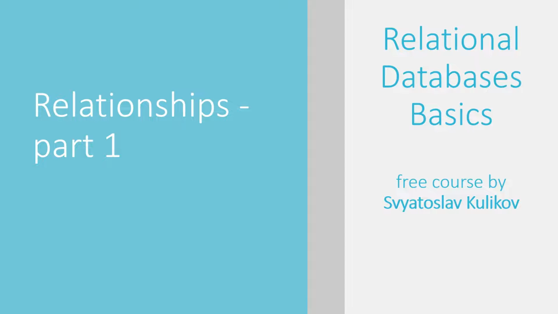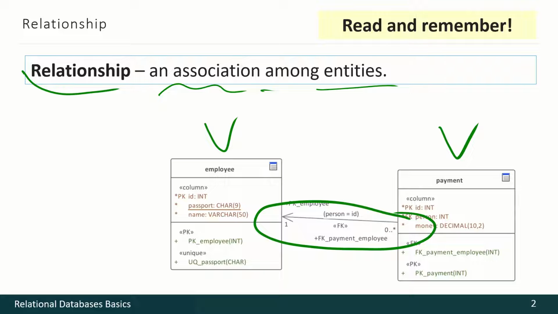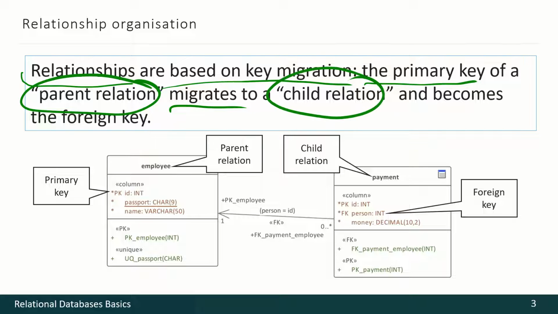In this video we shall talk about the next huge relational databases concept – relationships. So generally, a relationship is an association among entities. Here we have some entities, here we have some association between them, and that association is a relationship. Technically, relationships are based on key migration. The primary key of the parent relation migrates to the child relation and becomes a foreign key.